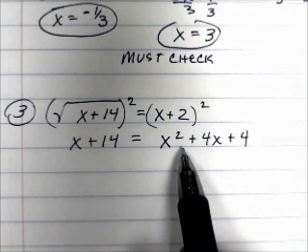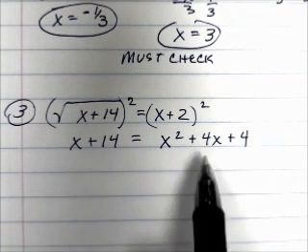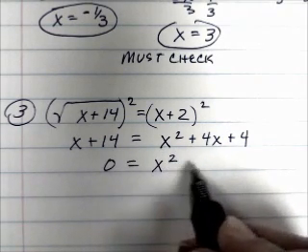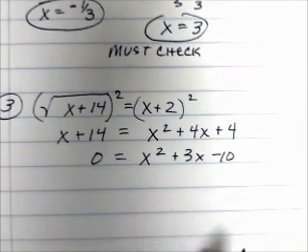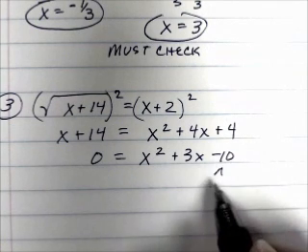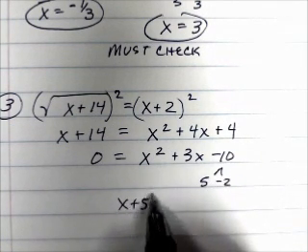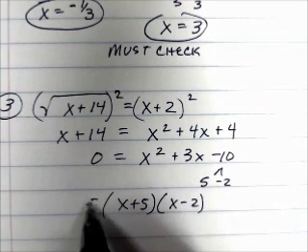Quadratic, so let's put it in standard form. Let's bring the two things from the left side over to the right, subtract x and subtract 14. We have x squared plus 3x minus 10 equals 0. Now factor. Factors of negative 10 that add to positive 3 are positive 5 and negative 2. So x plus 5 times x minus 2 equals 0.